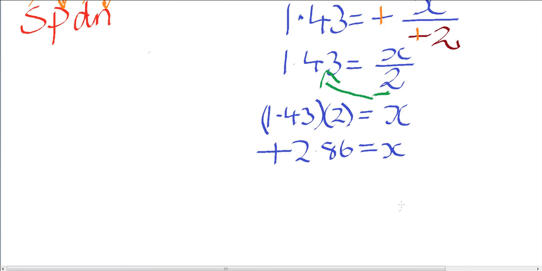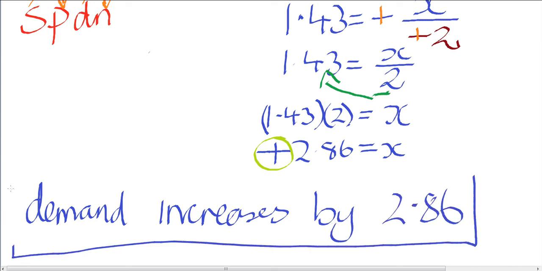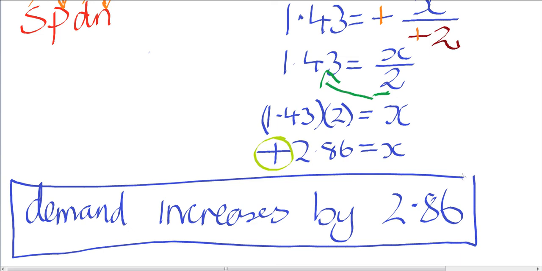So we'll just say the demand increases. Why increases? Because of the plus there. If it was minus, we would have to say decrease. So the demand increases by 2.86%. Okay, that's the end of the video.